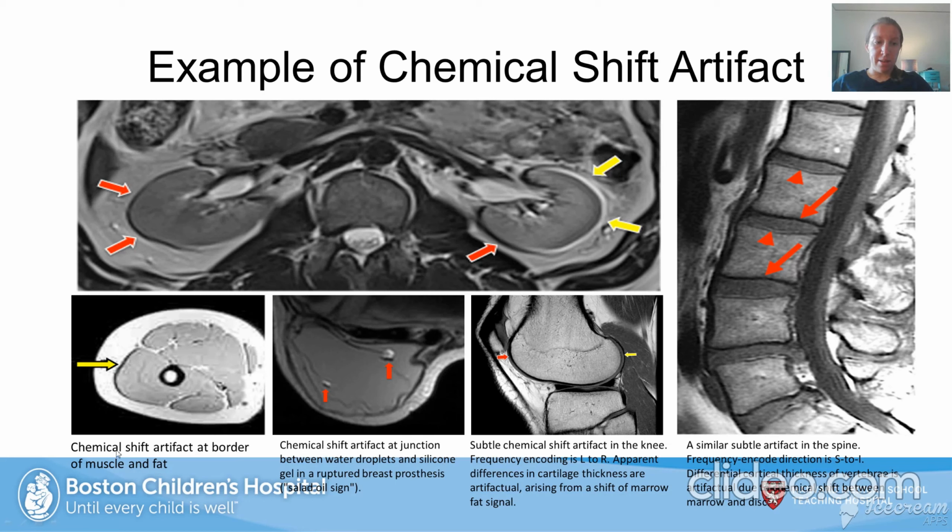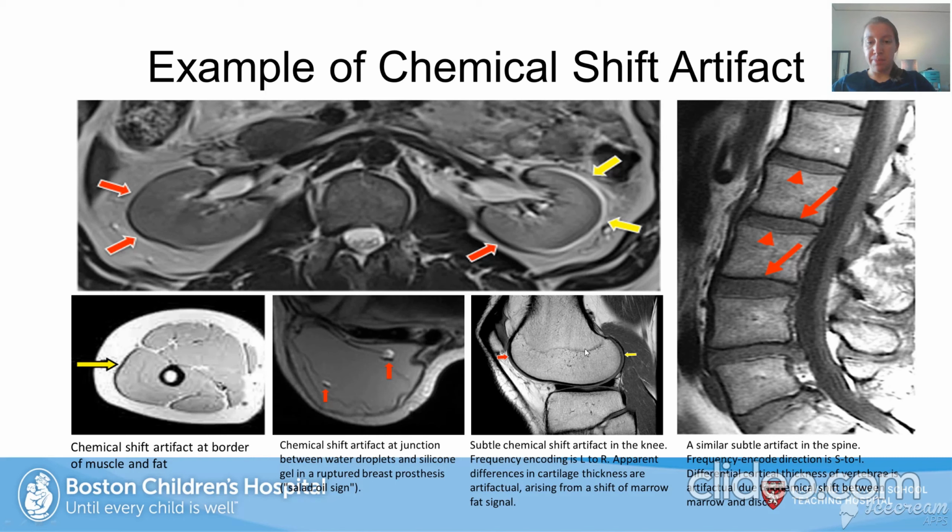If you come down here, you'll see a chemical shift artifact at the border of muscle and fat. So you've got this black line here. I gather that you can't see the white lines because the background here is white. There's a chemical shift artifact at a junction between water droplets and silicone gel in a ruptured breast prosthesis. So you'll see these little goblets here. That's called the salad oil sign, and there are little black lines here. So the frequency encoding direction is going from inferior to superior.